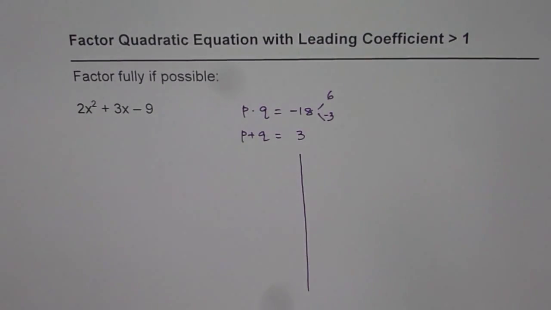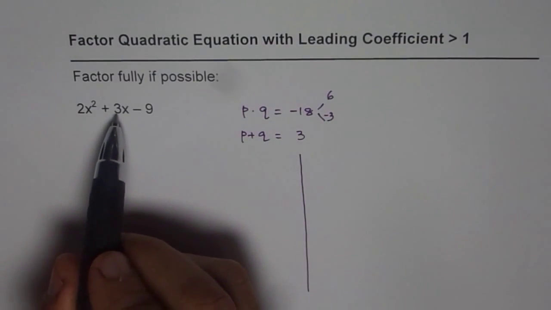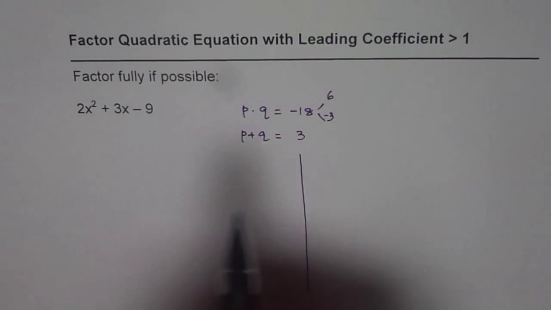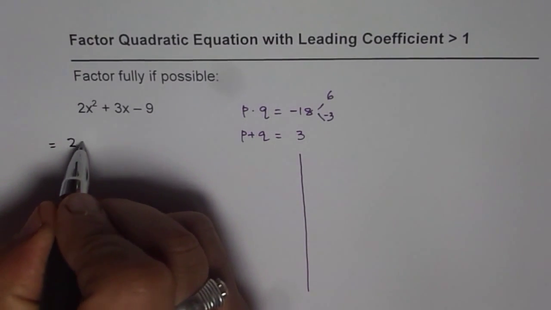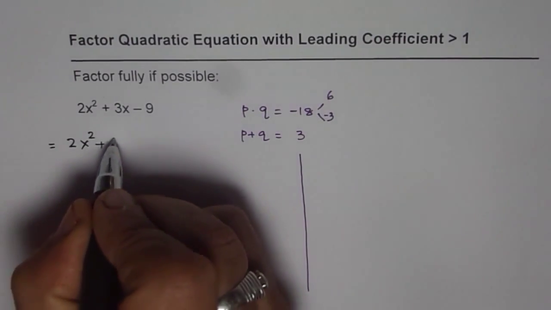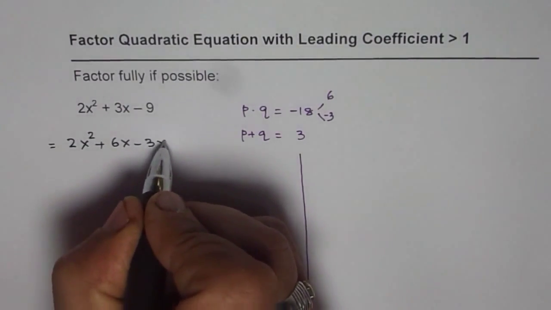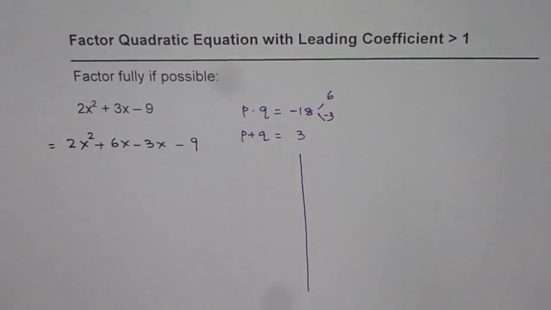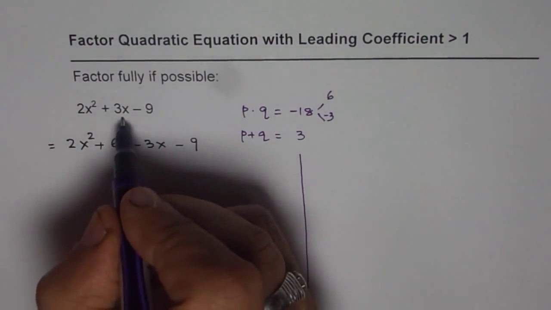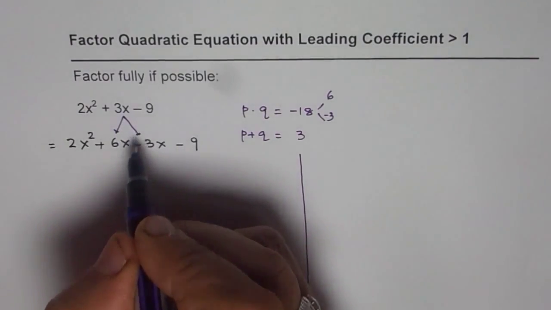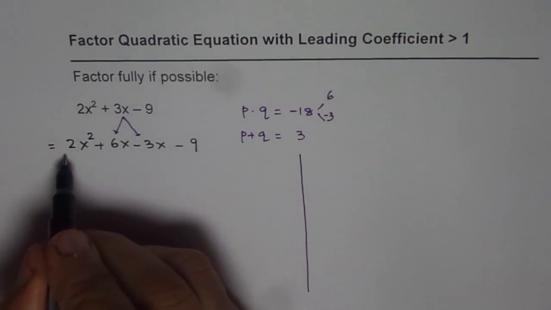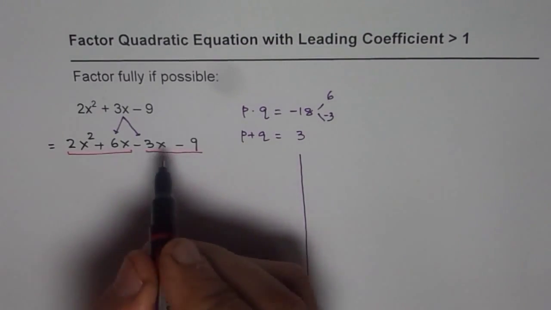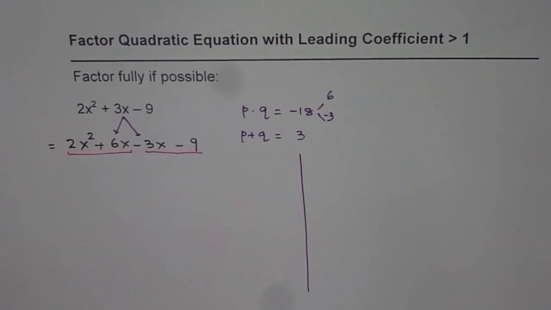Now in the first technique, what we do is we write 3x as a combination of these two. So we get the equation as equal to 2x squared plus 6x minus 3x minus 9. So what we did at this stage is we wrote 3x as a combination of 6x minus 3x. Now that helps us to factor. You can group the first two and the next two. So the trinomial has been written as 4 terms.